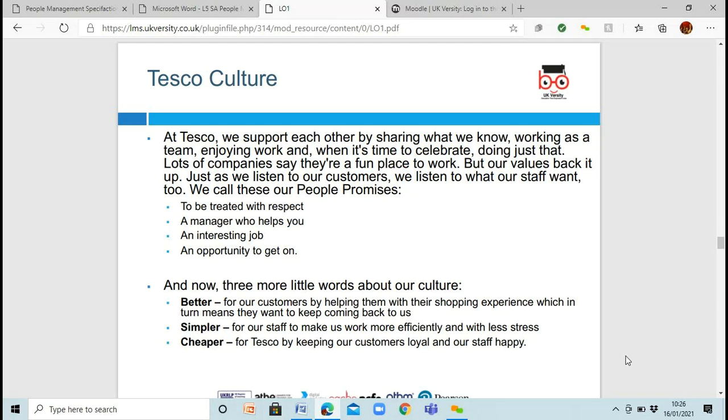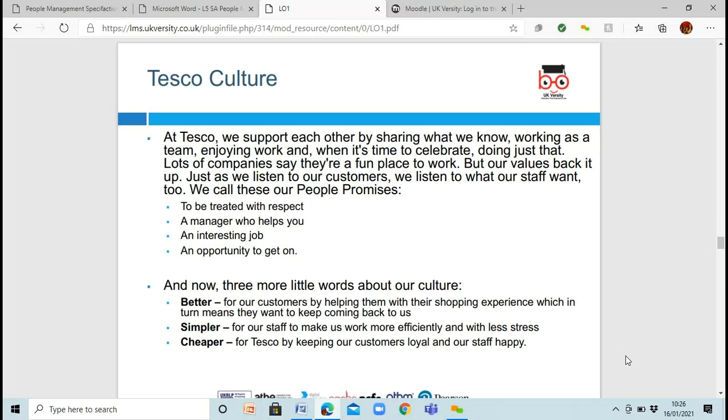What they've said is that their staff want to be treated with respect. They want managers who actually help you. They want an interesting job and an opportunity to get on, so to rise within the organization. And there are 3 words about their culture that they use. Better, for our customers, by helping them with their shopping experience, which in turn means they want to keep coming back to us. So they're creating more business by having good customer service.